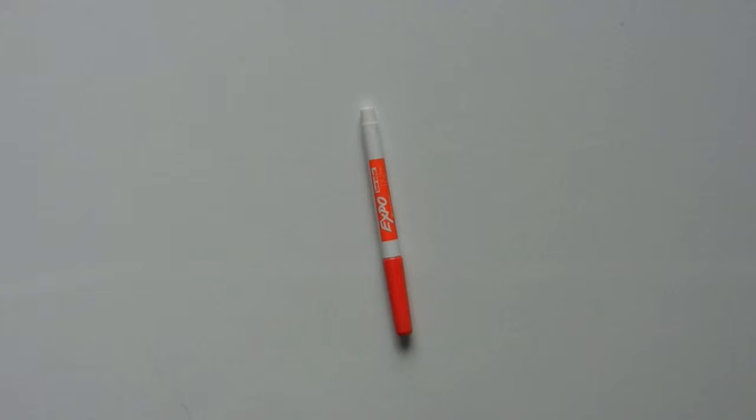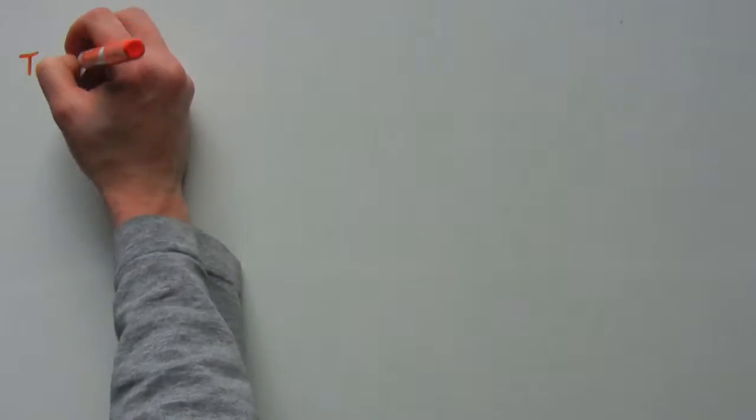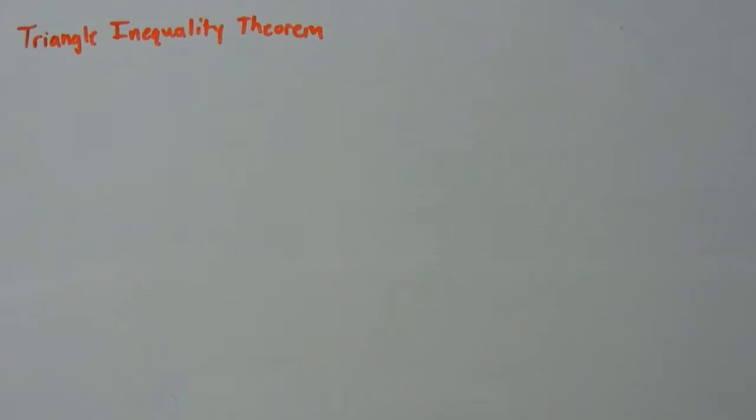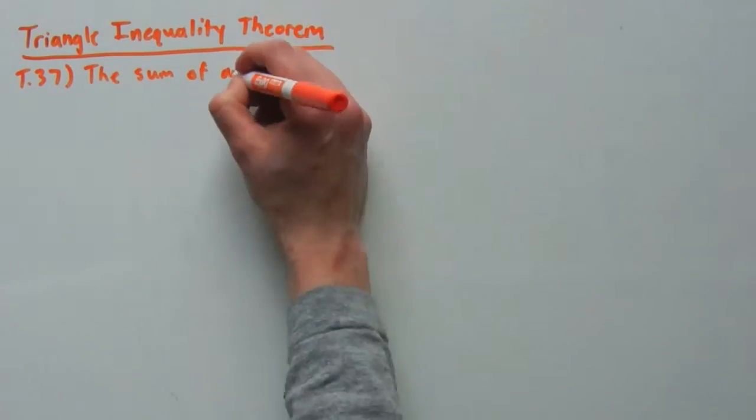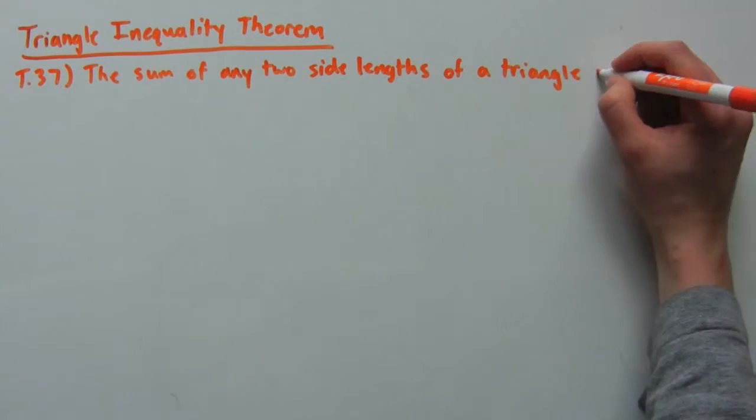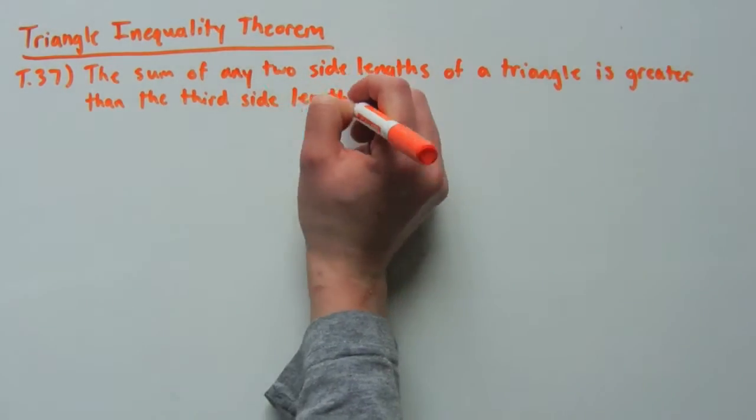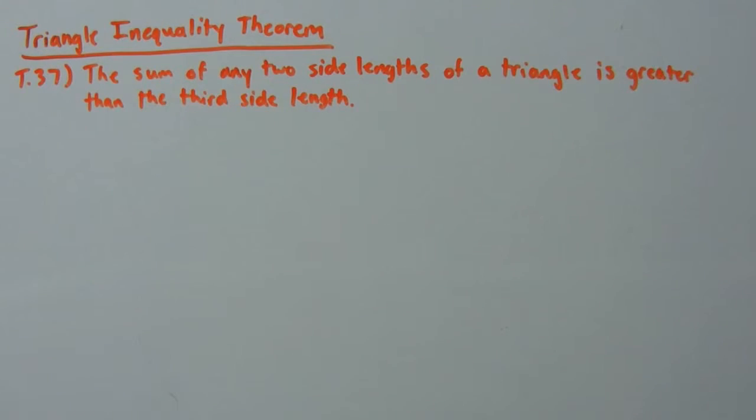In this video, we are going to go over the Triangle Inequality Theorem. The Triangle Inequality Theorem, T37, says the sum of any two side lengths of a triangle is greater than the third side length. Let's look at a picture of this.